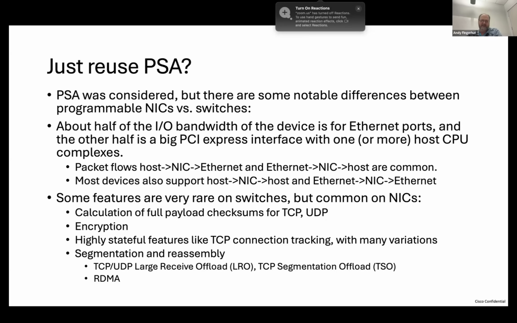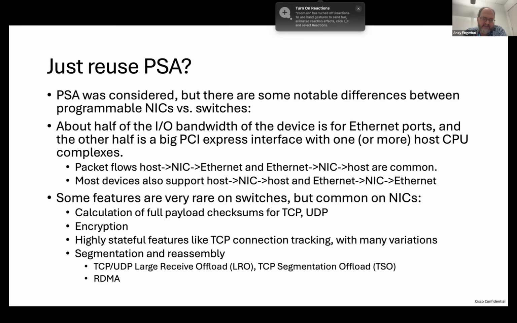Some of the features that are very rare on switches but common on NICs are TCP or UDP payload checksum offload. Doing full payload checksums on a switch ASIC is very rare. Usually you just want to check the IP header checksum. And if the full payload TCP or UDP checksum is wrong, the switch just forwards it on and expects the receiving host to figure that out and drop it. It's just expensive to touch every byte that way in a switch ASIC, extra cost.